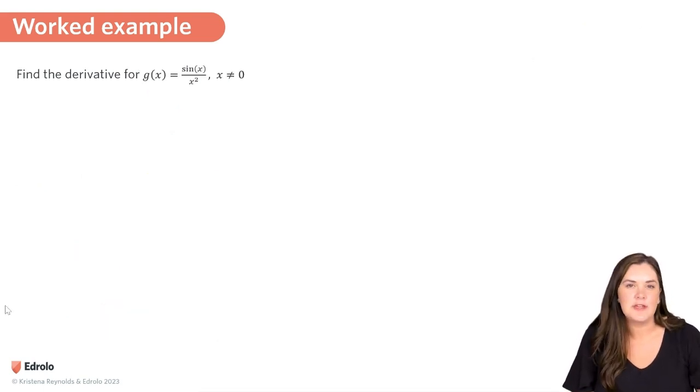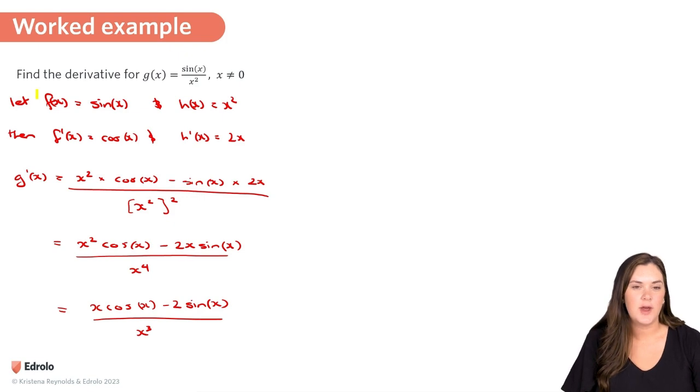Okay, here we are finding the derivative of g of x equaling sine x over x squared. So again, we need to identify our two different functions and label them f of x and h of x. So after writing my two equations, so the f of x equaling sine x and h of x equaling x squared, I need to differentiate each of those separately. So when we differentiate sine, it becomes cos, and when we differentiate x squared, it becomes 2x.